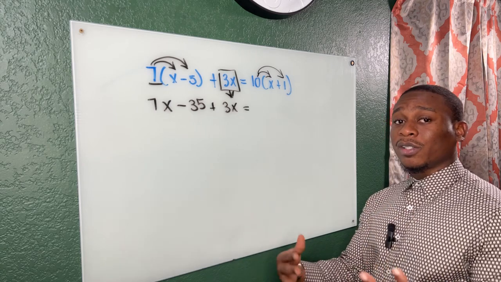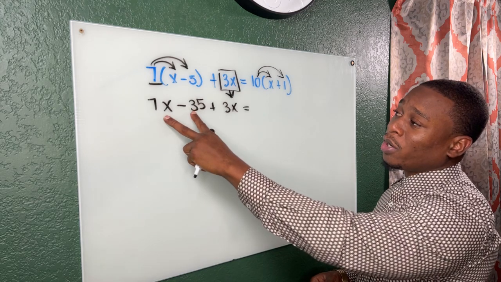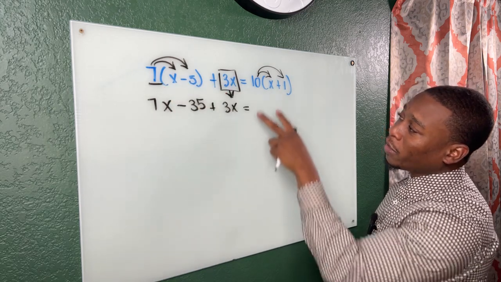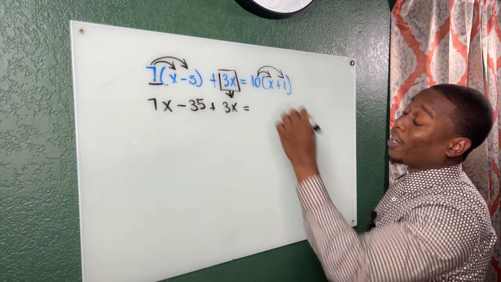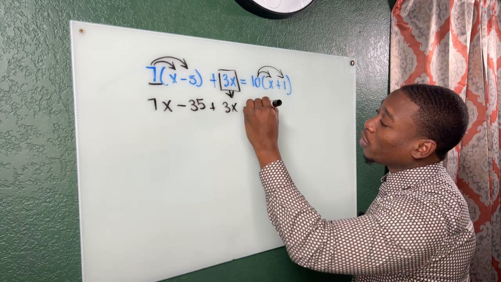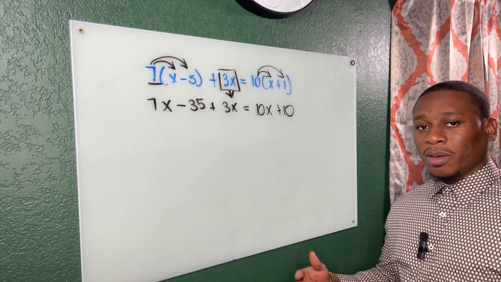What is it asking us to do? In our first step, we know that we need to distribute here with 7 and x minus 5, and distribute here with 10 and x plus 1. So once we do that, we're going to have 10x plus 10, and then now we're done with the distributing aspect.